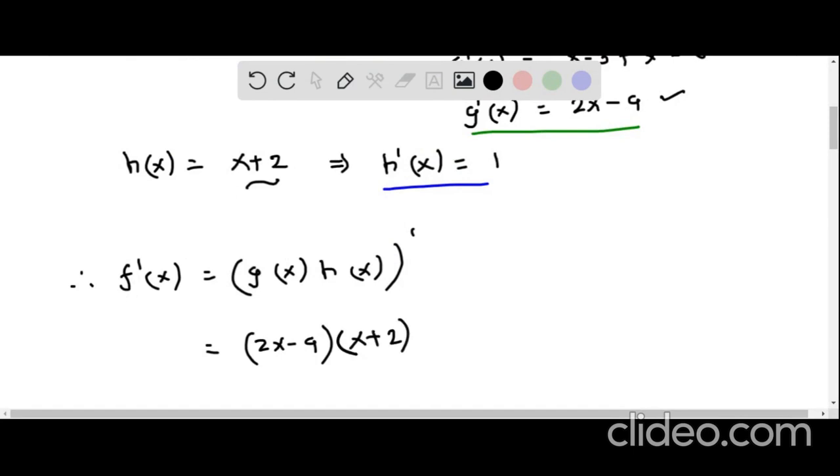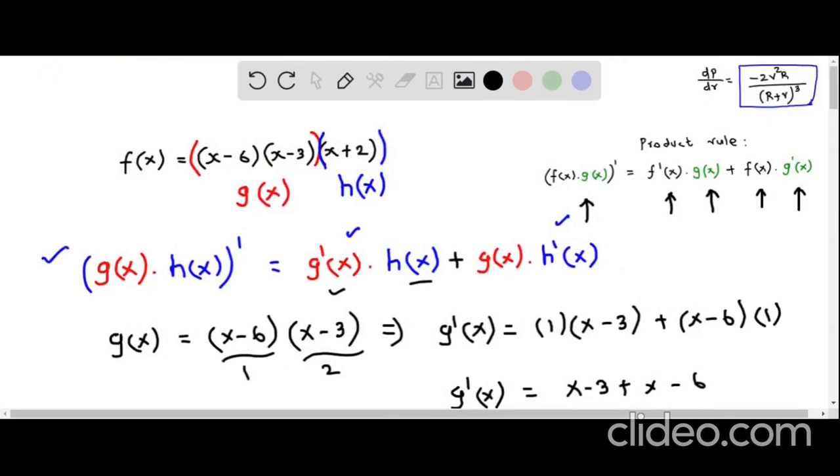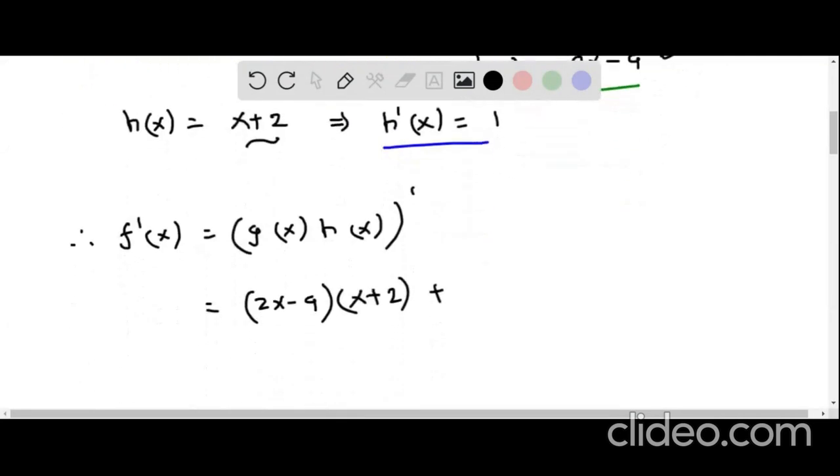We then put plus, let's go back to the formula, then multiply g of x with h prime of x. So I'm going to replace g of x as it is here, which is x minus 6 times x minus 3. And then this has to be multiplied with h prime of x. H prime of x, the derivative of h of x, is 1. So we can simplify this.